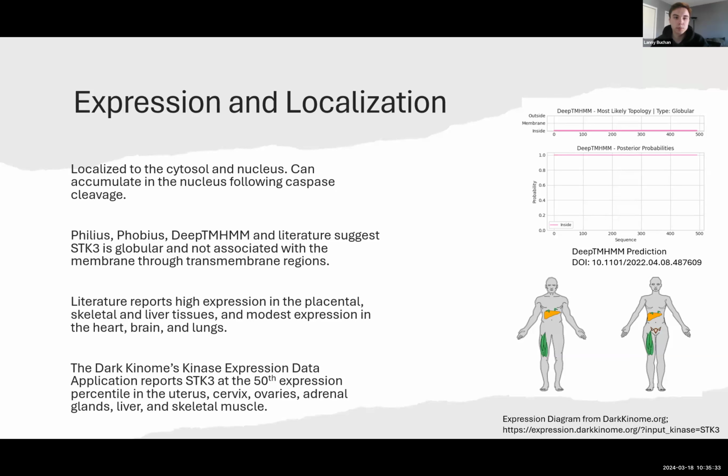Phyre, Phobius, DeepTMHMM, and literature all suggest STK3 is globular and not associated with the membrane through any transmembrane regions. Literature reports a high expression in placental, skeletal, and liver tissues and more modest expression in the heart, brain, and the lungs. As well, using data from the GTEx project, the Dark Kinome's kinase expression application reports STK3 is present at the 50th expression percentile in the uterus, cervix, ovaries, adrenal glands, liver, and skeletal muscle among all kinases.